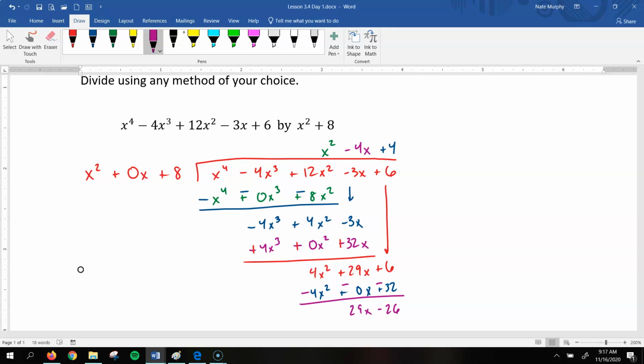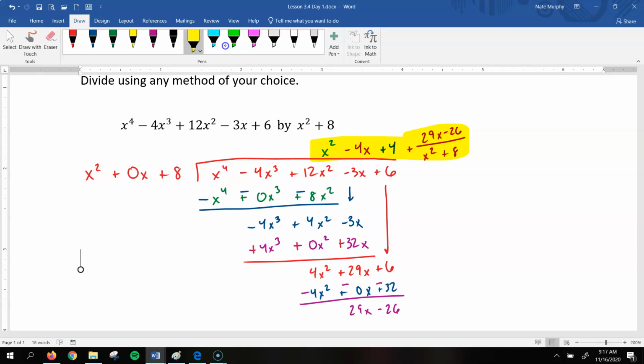Again, we identified that as a remainder because we ran out of numbers. And there's nothing I can multiply x squared by to get 29x. So what we're going to do for our remainder here is we would write it like this. We'd have plus 29x minus 26. So we're going to write our remainder as a fraction over what we divided by originally. And we can skip that 0x, so it would just be x squared plus 8. So this would be your answer.